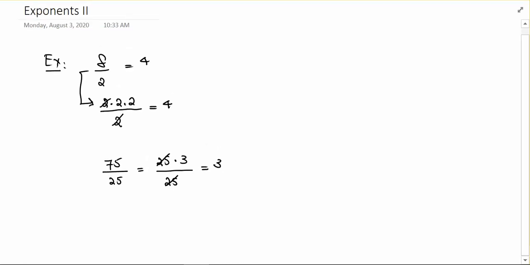So what happens if we had letters? What if we had x squared divided by x? If you follow this example on the left, then it must mean that one of these will cancel one of these and give us x times x, or x squared. Likewise, we could think of this as x times y, and we divide by x, and we can cancel those, and we get ourselves y.